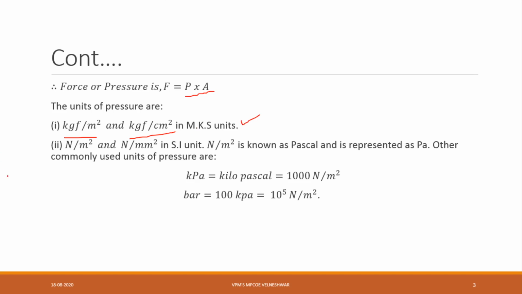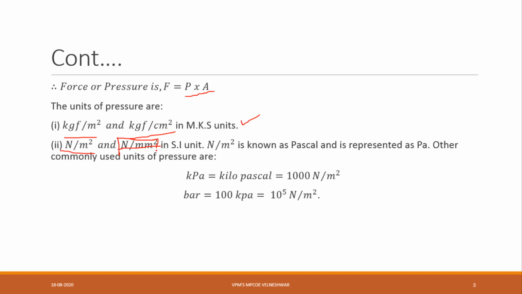Now one more formula, that is in SI unit: Newton per meter square and Newton per mm square. In SI unit generally we will have mm, not centimeter square. Whatever this Newton per mm square is, 1 Newton per mm square is equal to 1 megapascal.